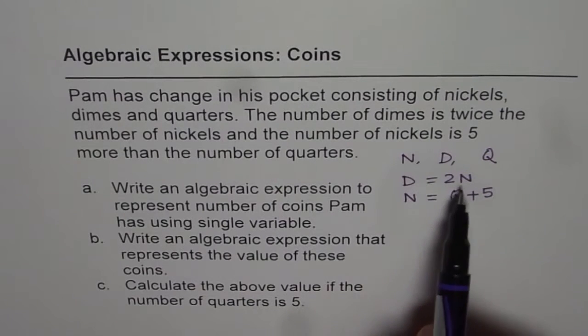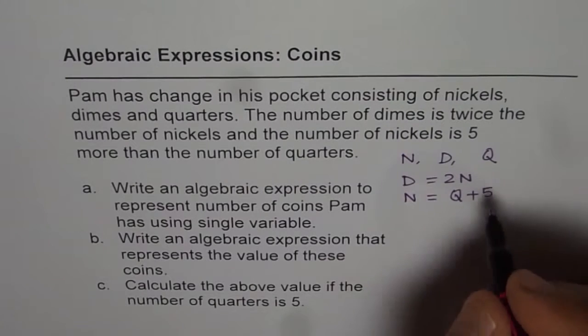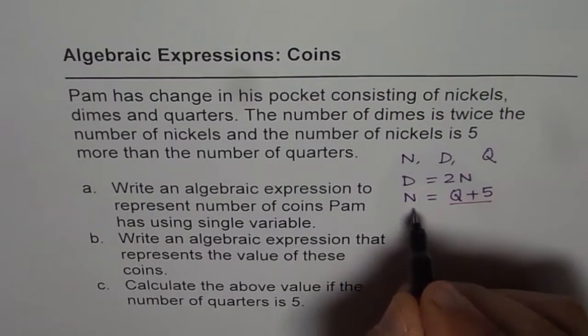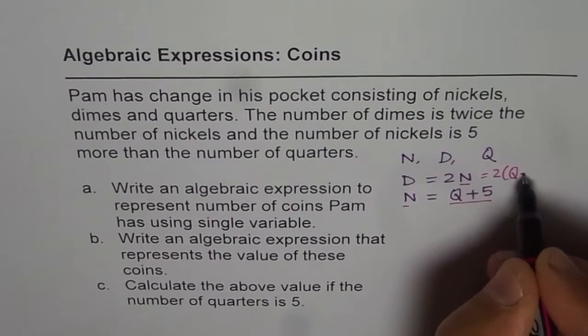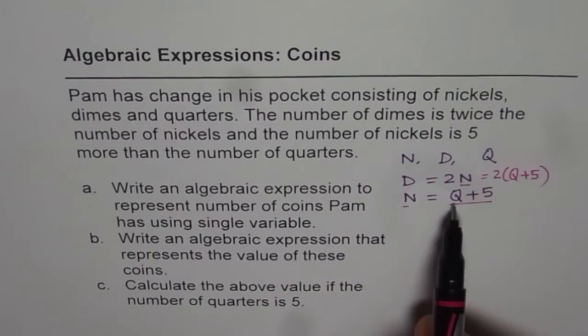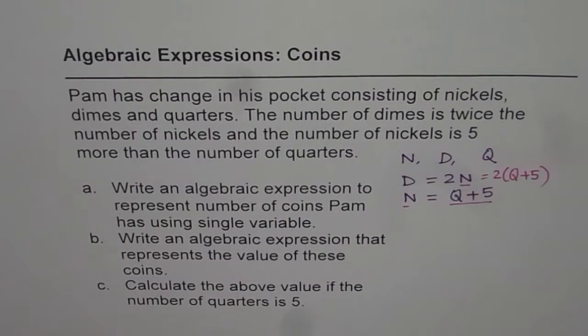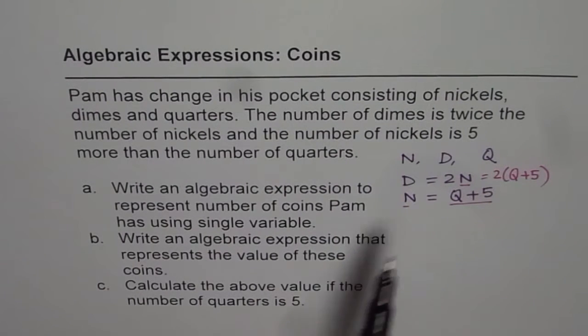So we can say that all are related to quarters. Since dimes is twice nickels, we can write q plus 5 for nickels. So we'll use this for nickels here, so it is 2 times q plus 5. Do you see that? So we got dimes in terms of quarters and nickels also in terms of quarters. Now that means one variable which we can use to write an algebraic expression is the number of quarters. So that is what we are going to use.